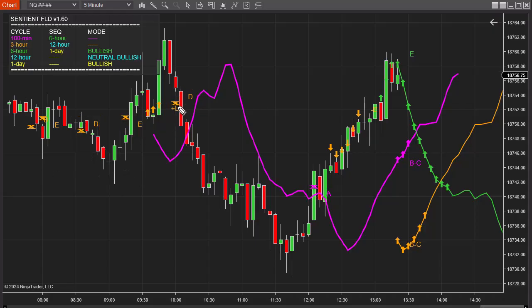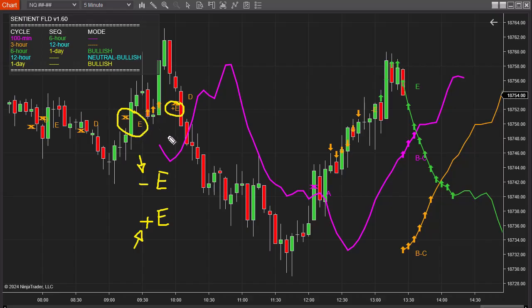Now, I would like to point out this interesting interaction over here. It is labeled, as I think you can see, with a plus symbol and then an E category interaction label. We label interactions sometimes with a negative symbol or a minus sign and a positive symbol or a plus sign. Those symbols are applied when, following an E category interaction, price comes down and taps the FLD again.